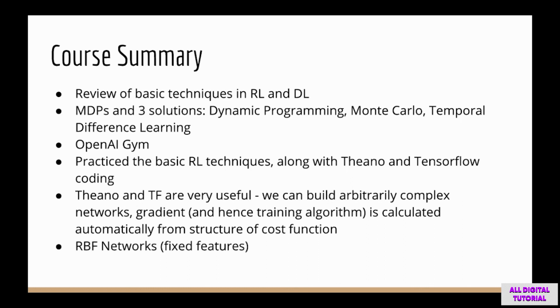Also in this section, we looked at a special type of neural network called the RBF network. Unlike our usual deep neural networks, these networks are shallow and use fixed feature representations. That means features won't be learned using gradient descent.